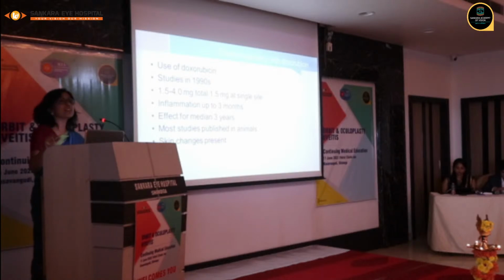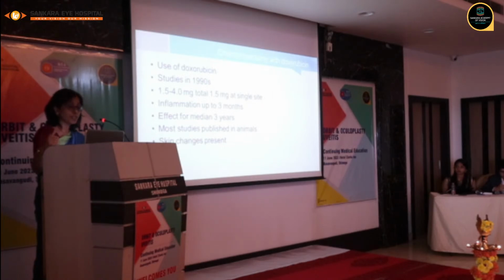Other modalities which we should know about, because patients are going to read up and tell us. In the 1990s, there were a lot of studies on doxorubicin. It causes chemomyectomy. It is a myotoxic anti-cancer agent. It causes inflammation in the eye up to 3 months, but the effects stay for a median of 3 years. And skin also shows scarring changes. So because the botulinum toxin itself is so effective, this may not be a treatment of choice anymore.